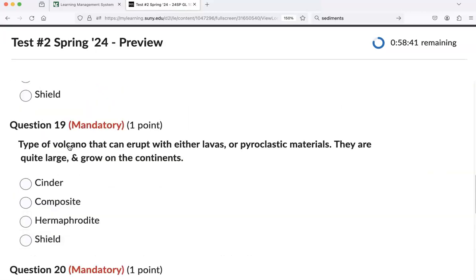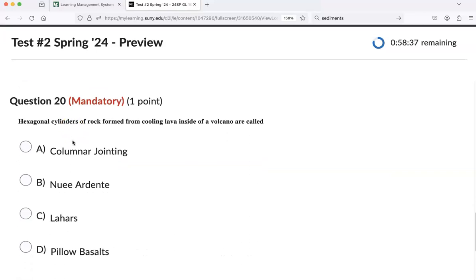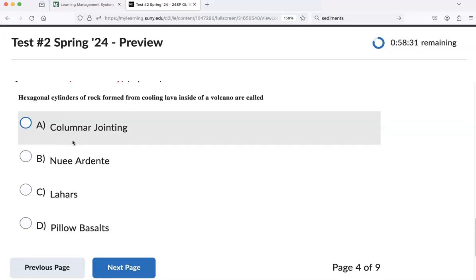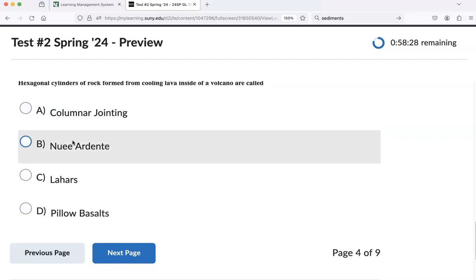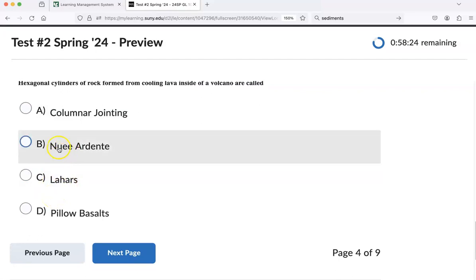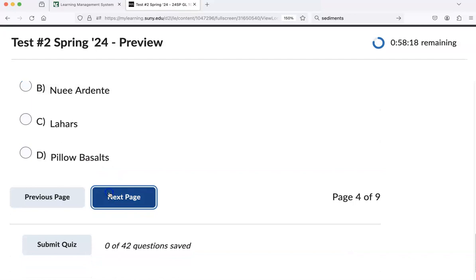All right. This question's really tiny. I don't know why. Hexagonal cylinders of rock formed from cooling lava inside a volcano. Columnar jointing. Yeah. And I apologize, I couldn't put the fancy little swoosh on the n there. But columnar jointing, good.